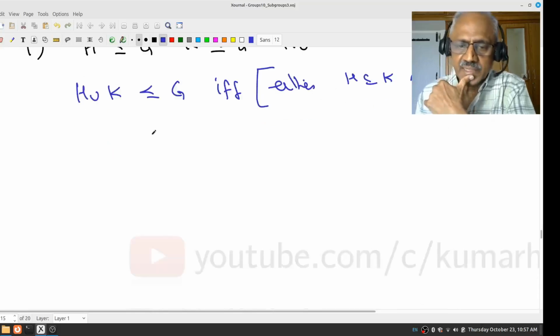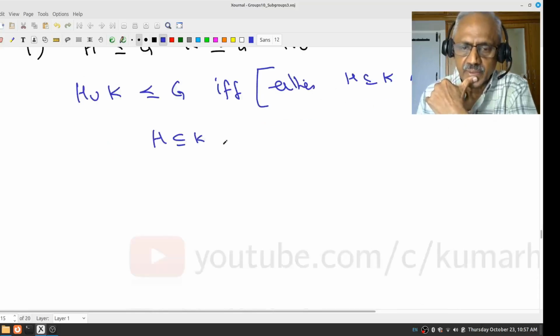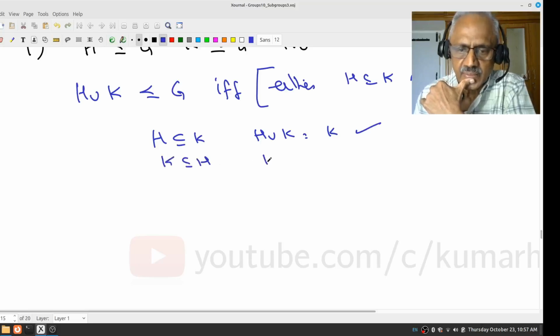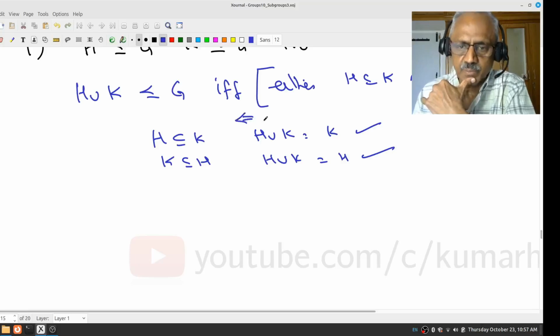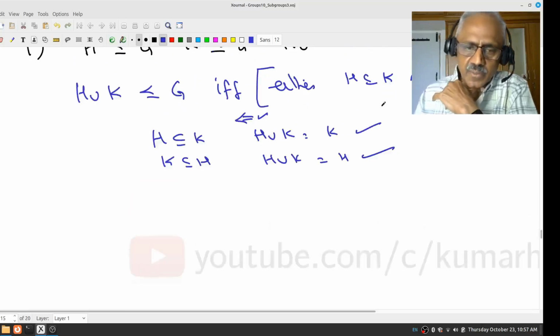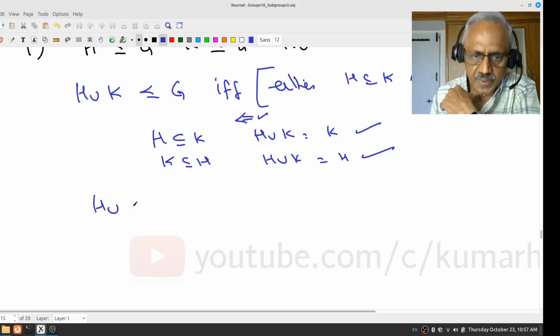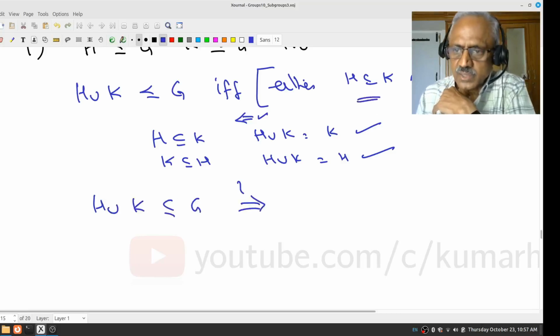Suppose H is contained in K, then H union K is K, that's a subgroup. Or if K is contained in H, then H union K equals H, that's a subgroup. Therefore, this implication is okay. Right? Now I want to prove: suppose H union K is a subgroup of G. Then I want to know whether this holds or this holds.